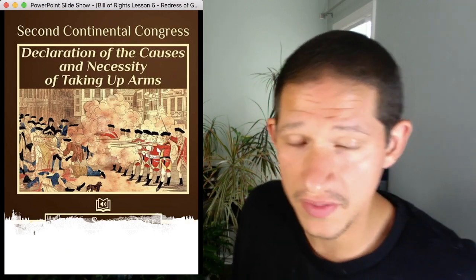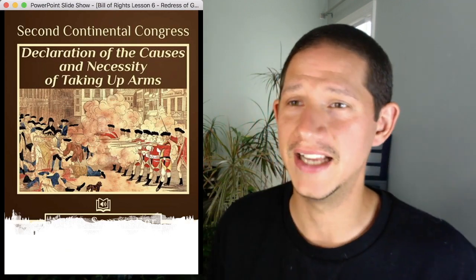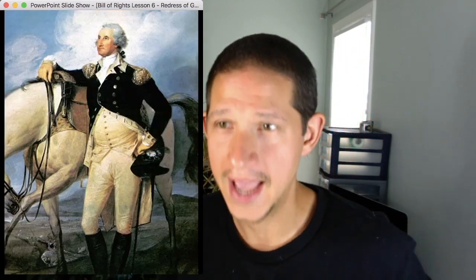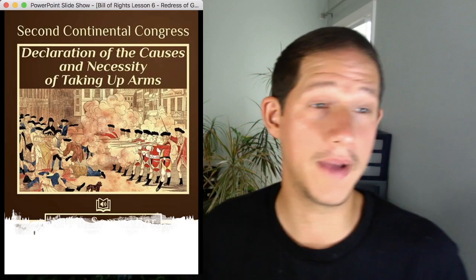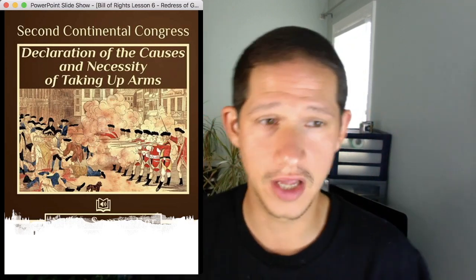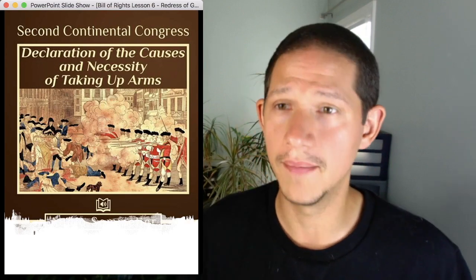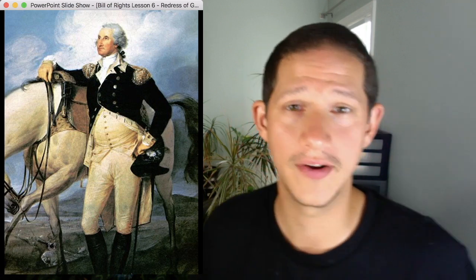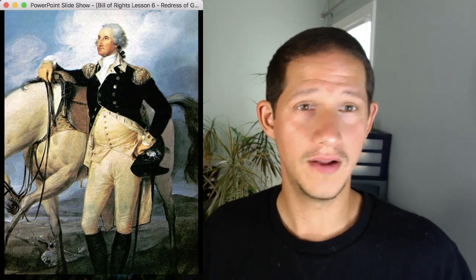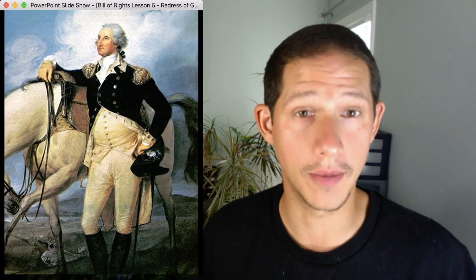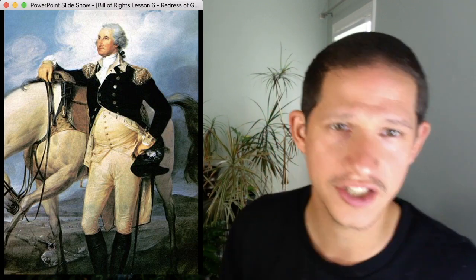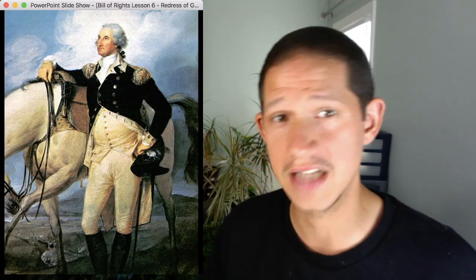So the Second Continental Congress wrote up a declaration of the causes and necessity of taking up arms. And in that, they talk about many of the same things: no taxation without representation, life, liberty, and property, the military occupation of the colonies. So the Second Continental Congress creates the Continental Army, an actual army, not just militias. And they put George Washington in charge. They say George Washington is going to be the general of the Continental Army.